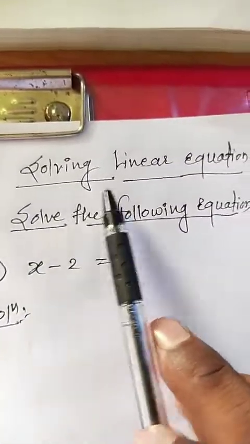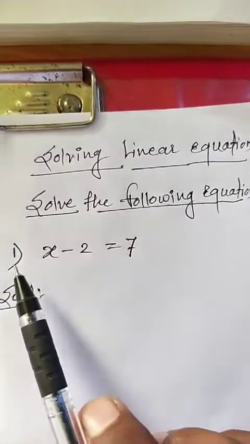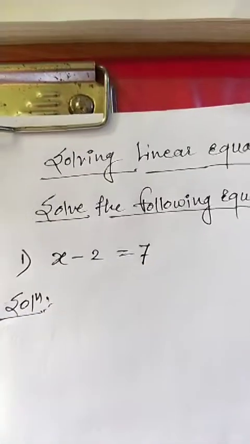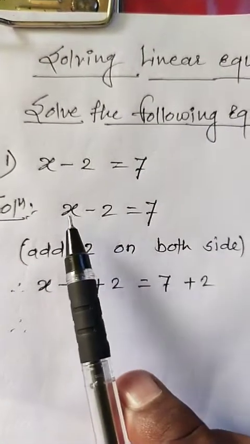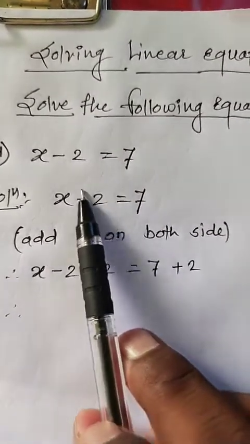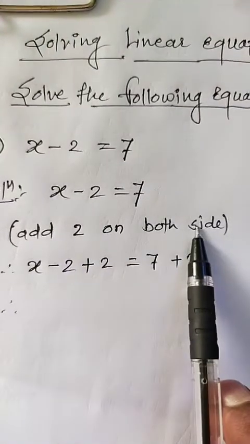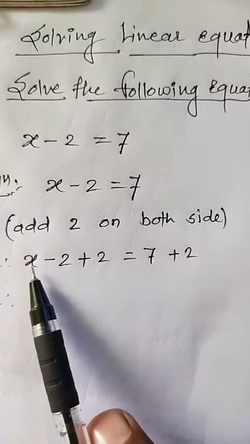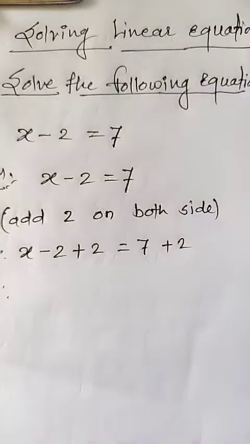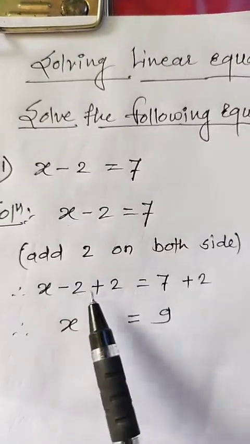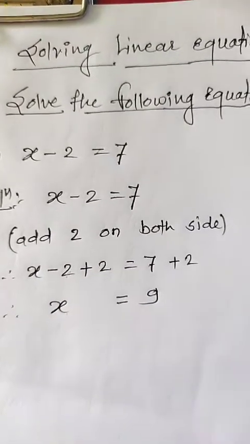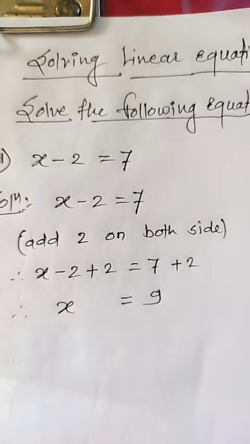Now we take solving linear equations. Solve the following equation. The first example is x minus 2 equals 7. The variable x is on the left side and there is a number minus 2. To cancel this minus 2, we add 2 on both sides. The expression becomes x minus 2 plus 2 equals 7 plus 2. Minus 2 and plus 2 cancel, therefore x remains, and the value of x is 9. So the solution is x equals 9.